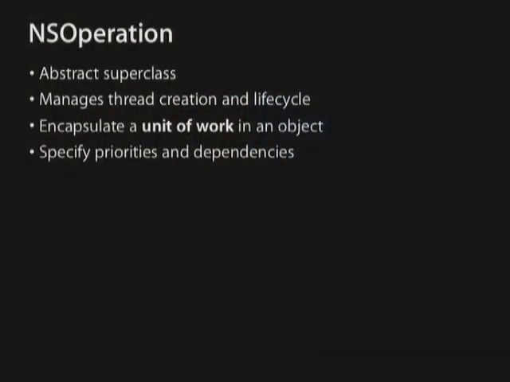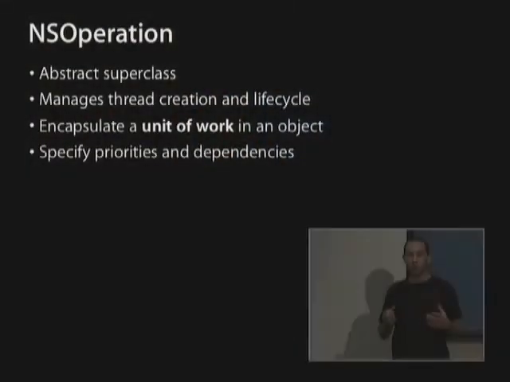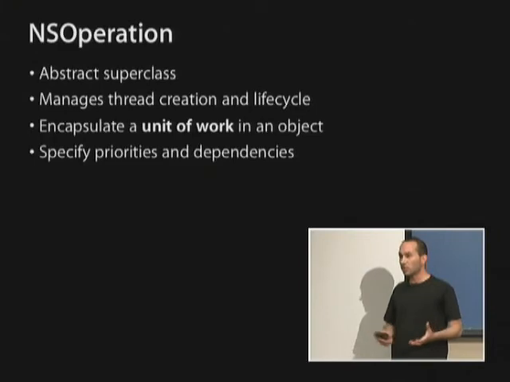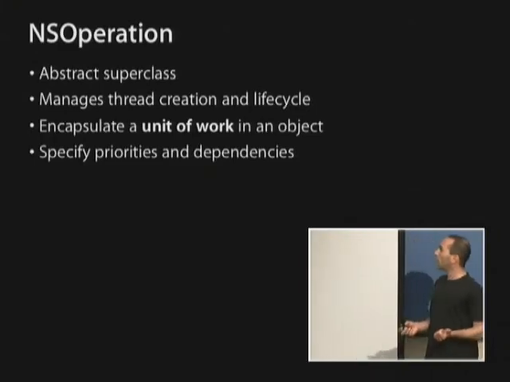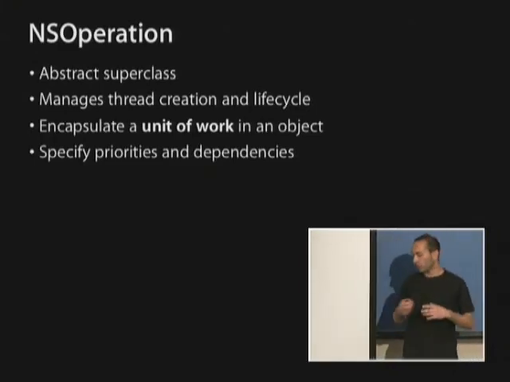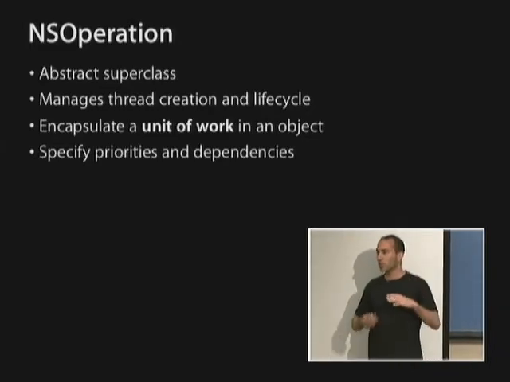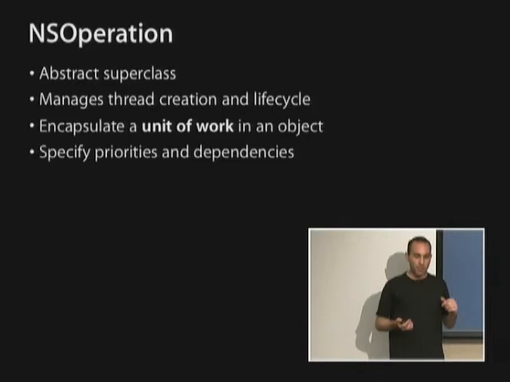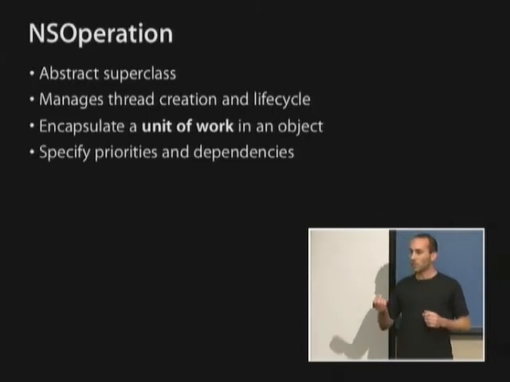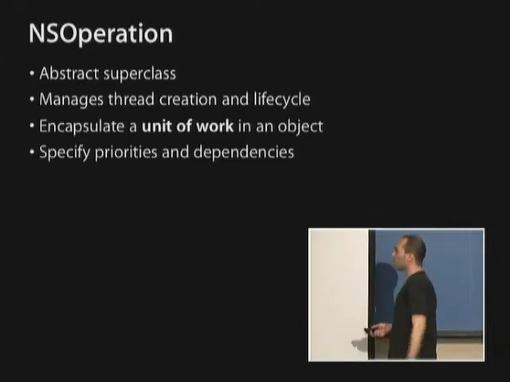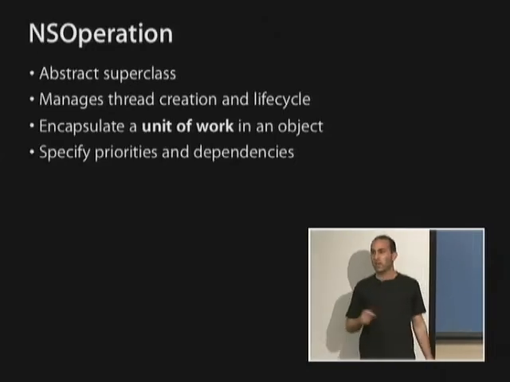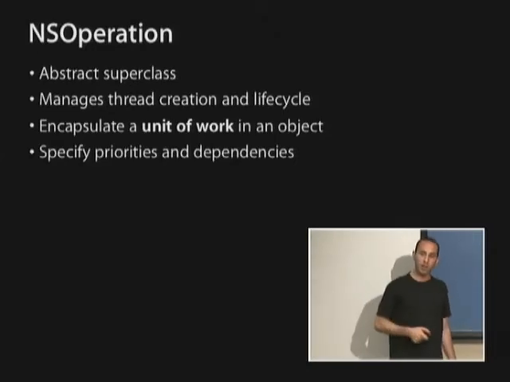So let's look at NSOperation. It's an abstract superclass. It's nothing on its own. It manages creation and lifecycle of a thread. Right? It encapsulates a unit of work. So basically, with an NSOperation, you set up a main function, and you do all your work in there. And you deal with this as a single object that you can pass around. And that object, you can specify its priority and its dependency on other operation objects.